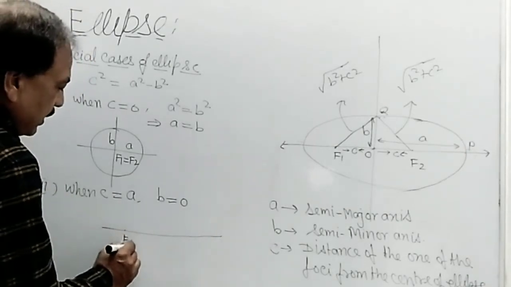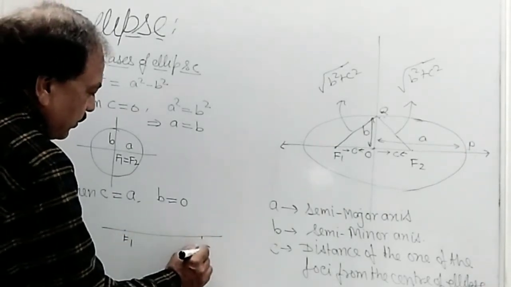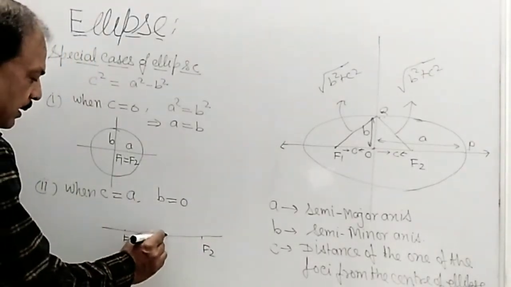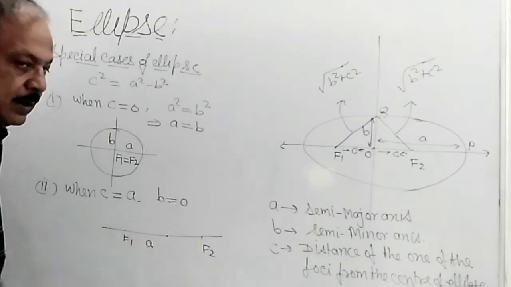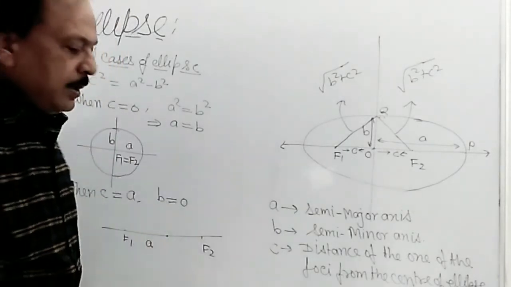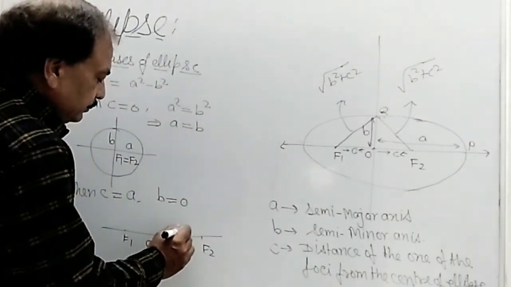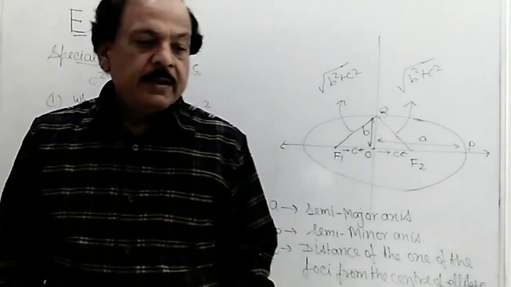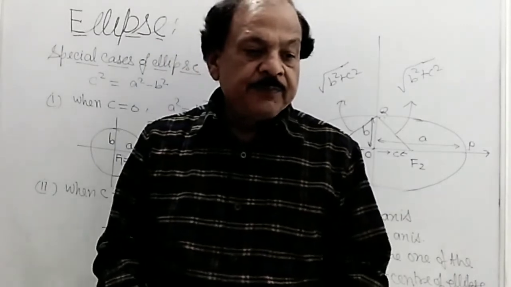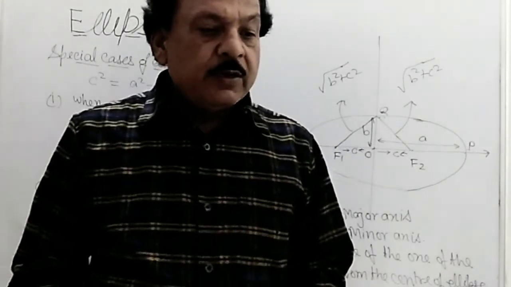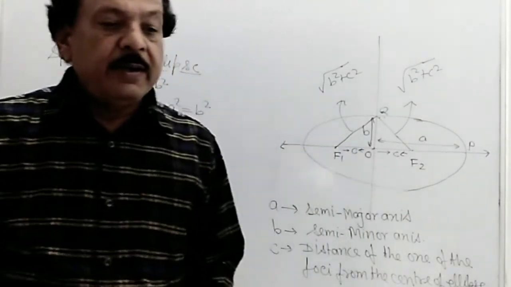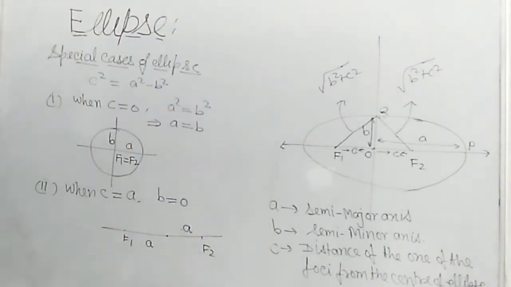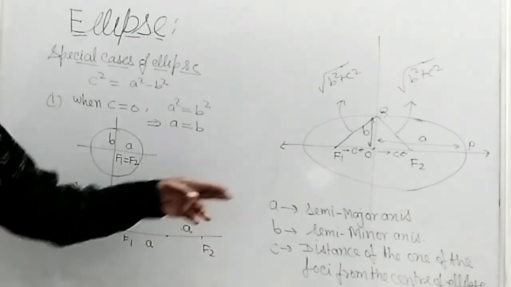This is our F1, this is our F2, and this is our a, this is our a. So what do we get? A line segment. So the ellipse reduces to a line segment. If c equal to a, then b equal to 0.